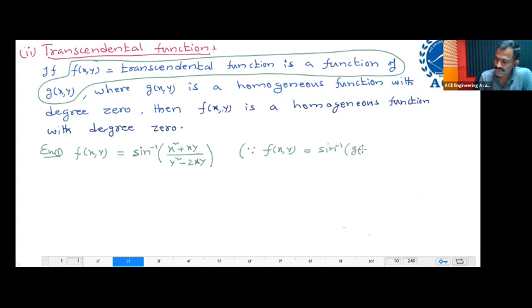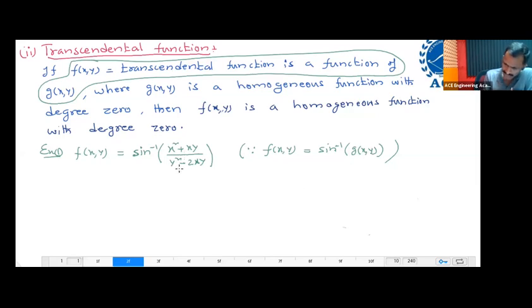Sine inverse of g of x comma y, like this. If we compare this function with this, in place of g of x comma y, we have x square plus xy divided by y square minus 2xy only. So for this, whenever g of x is a homogeneous function with the degree 0, then the sine inverse function will be a homogeneous function with the degree 0 only.